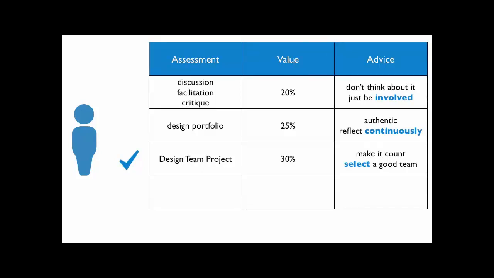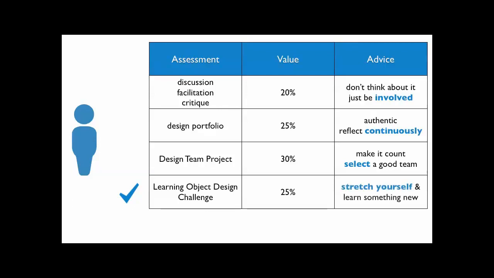The fourth point of assessment is a design challenge where you will be asked to create a learning object. This assessment has a value of 25% and is your opportunity to demonstrate your understanding of graphic design, digital technology, and learning overall. As with the team project, what this looks like is entirely up to you and will be determined in the planning stage of the course. My advice for this one is to try something new and stretch yourself a little bit. Go outside of your comfort zone. Pick that one thing that you've always wanted to learn and do it. Learn it. So these are the assessment pieces for the course.